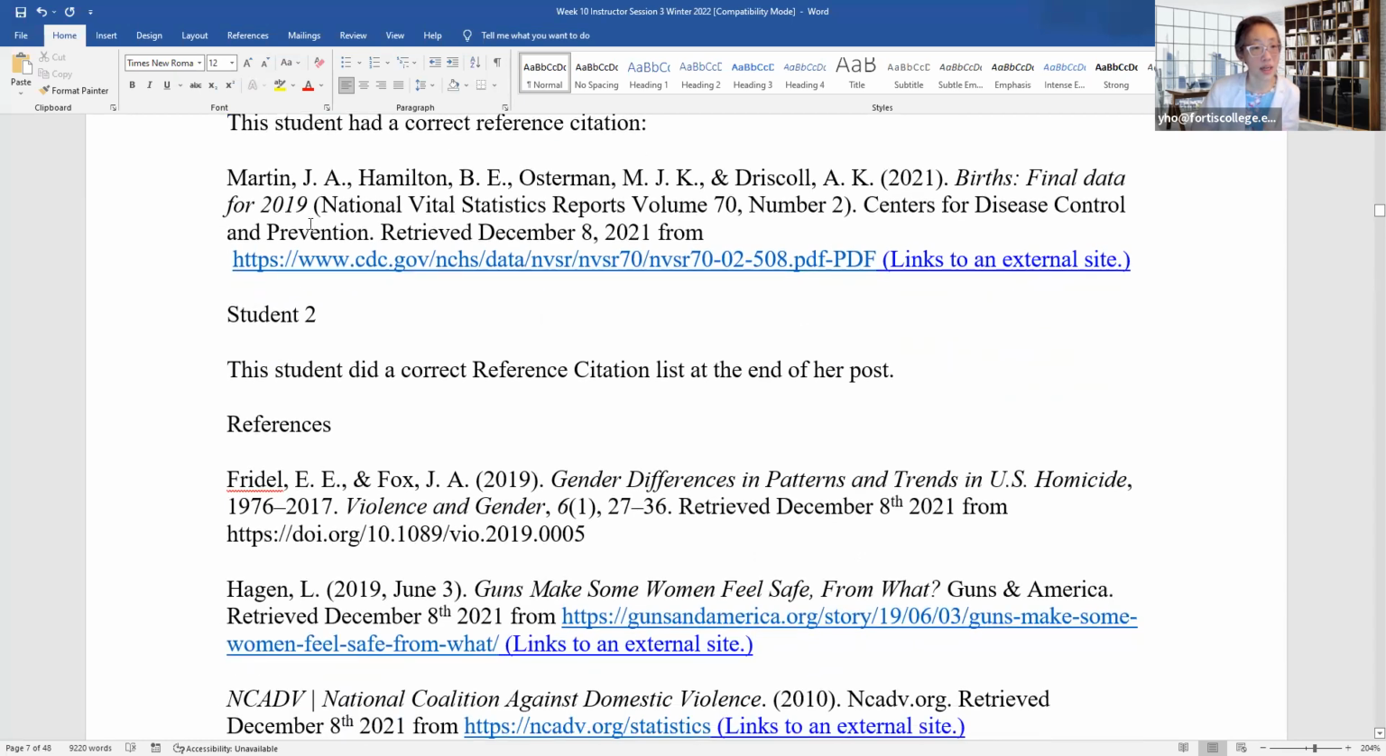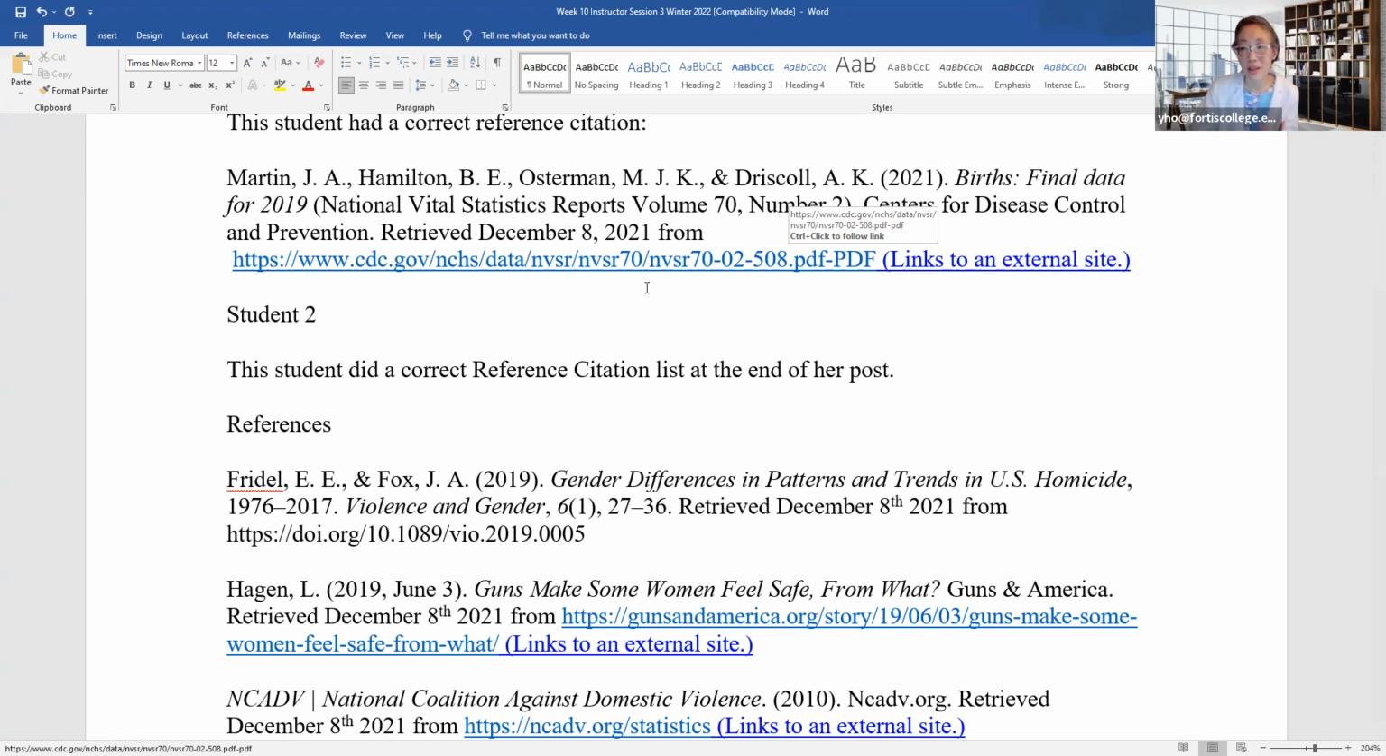So here is a correct example. Here you have the author name, then you have the date, then you have the name of the article, Births: Final Data for 2019. Then you have the publication name, which is National Vital Statistics Reports, volume 70, number 2. And then the name of the website, Centers for Disease Control. So this is obviously for a journal that is online. So if you're getting your source from an online journal, then you need to put in the name of the journal, the volume, the number, then the website name, then the date you retrieved it, and then the website address.